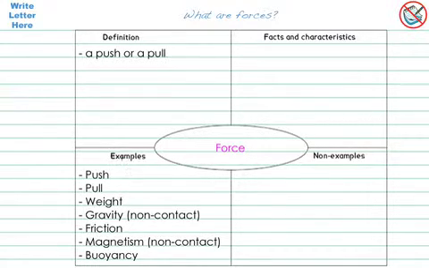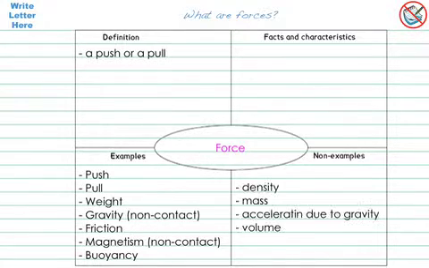And so there are many examples of forces. A push or a pull, the weight that we were talking about in last class, gravity, friction, magnets and magnetism, and also buoyancy. And buoyancy is one we're going to look at more in the future. So there are many types of forces. Forces are not the same as density. They are not mass. They are not acceleration due to gravity. And they are not volume. So make sure that you understand the difference between these.